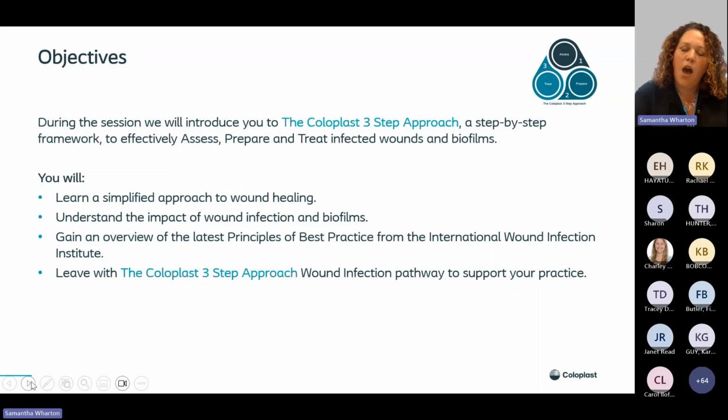We're going to look at the wound infection continuum as well. Gain an overview of the latest principles of best practice from the International Wound Infection Institute. And like I said previously, we're going to leave you with the Coloplast three-step approach wound infection pathway to support you out in your clinical practice.